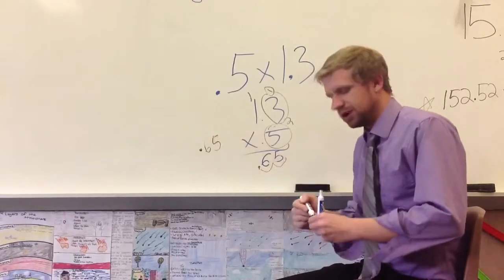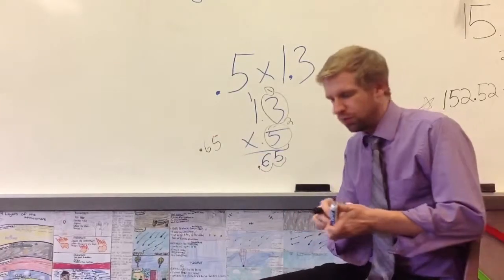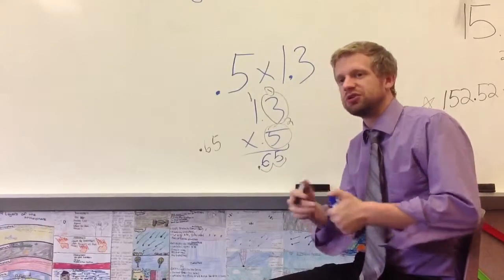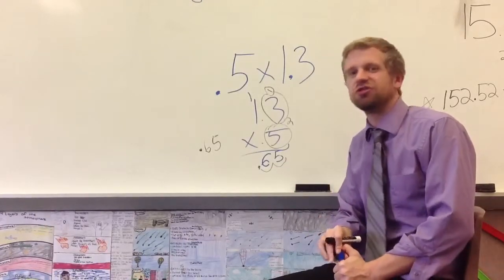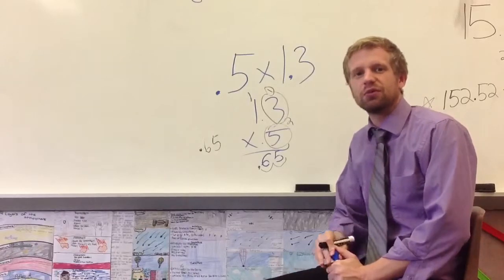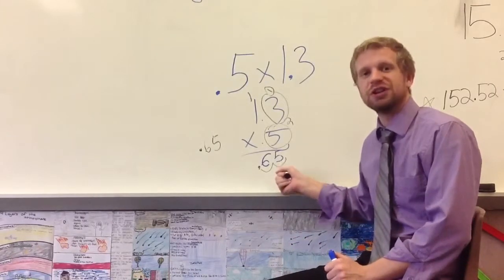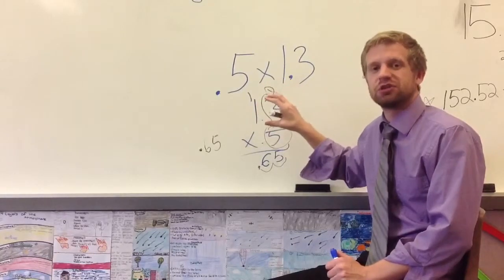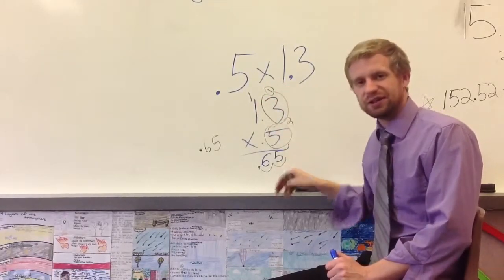So my answer is 0.65. This is the same way when you do double-digit multiplication. When you multiply 2 digit by 2 digit, or 2 digit by 3 digit, you do the same thing. You do it like a regular multiplication problem until you get a product, and then you go back and count the numbers that are to the right of the decimal, and then you add the decimal.